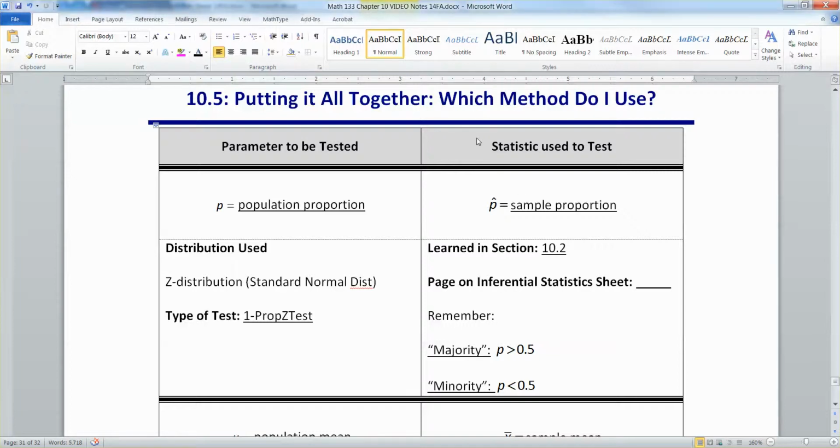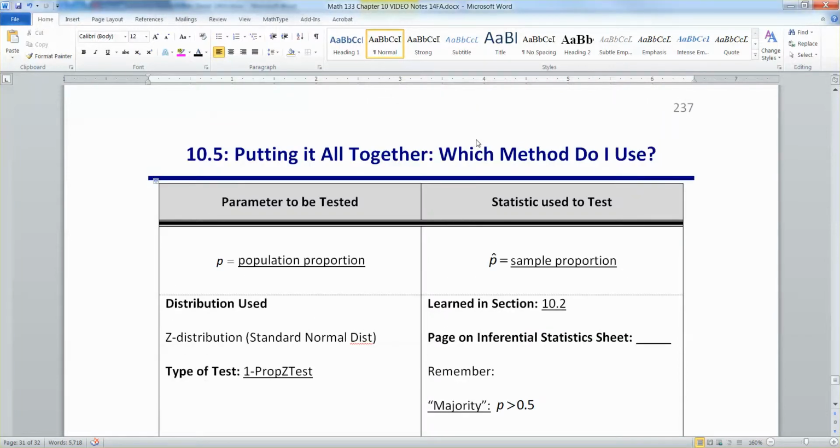For the last video of Chapter 10, let's put together all the different hypothesis tests we've learned. The first thing we learned was in section 10.2. That's when you're trying to test a population proportion. So when you're reading the questions, you want to look for words like proportion, percentage. Those are going to be signs that it's a test for proportion.